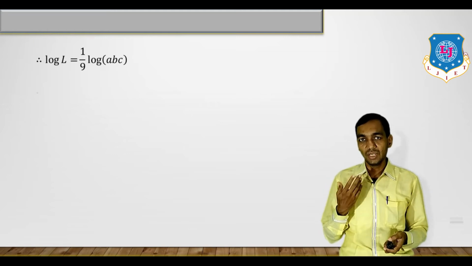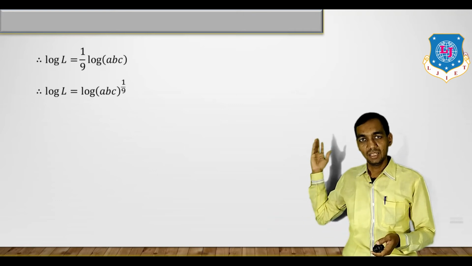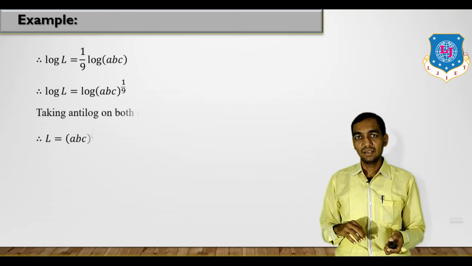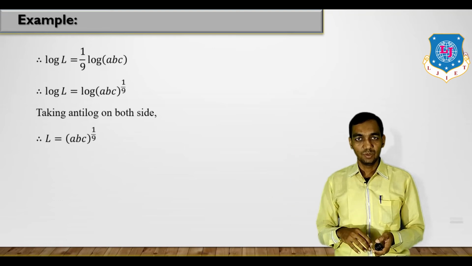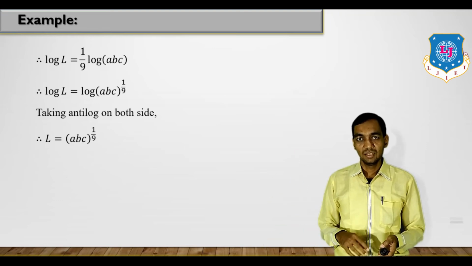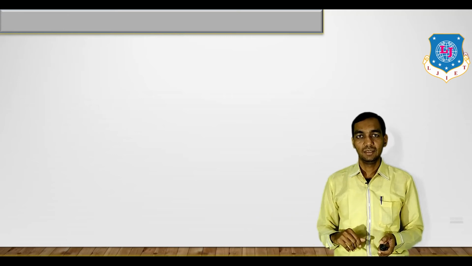So we have to take an anti-log. For that we take 1 by 9 in the power of abc, and that will give you log of L is equal to log of (abc) raised to 1 by 9. Taking anti-log both sides, that will give you capital L is equal to (abc) raised to 1 by 9.